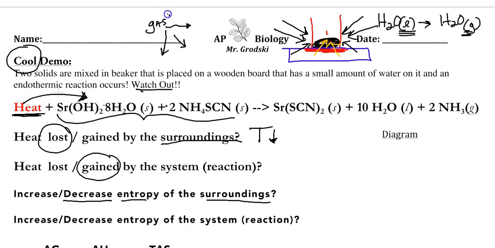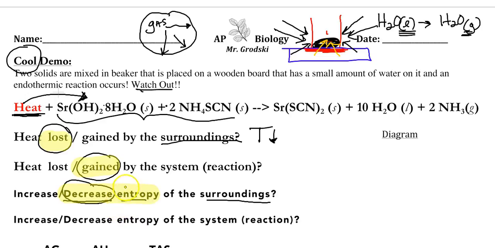If they go slower, they'll stay around each other more. And therefore, they're not as what? As dispersed. Entropy is a measure of the randomness, dispersion of energy. Okay? So we would say that there is a decrease in the entropy. There's less dispersion. So heat is lost by the surroundings, gained by the system. There's a decrease in entropy of the surroundings.